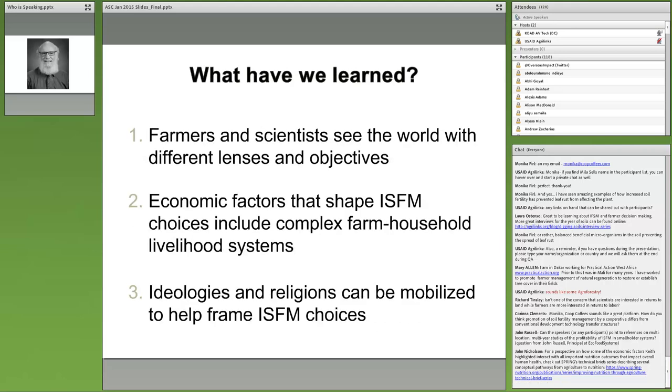Okay, so what have we learned so far here? Farmers and scientists see the world differently, with different lenses and different objectives. Economic factors shaping integrated soil fertility management choices extend beyond the field and farm to include complex farm household livelihood systems. And finally, ideologies and religions can be mobilized to help frame integrated soil fertility management choices. Decision making cannot be isolated from its context. So I'd like to stop here, remembering we tried to set a context, and let Efren take over for a while. I'll pass you the baton.